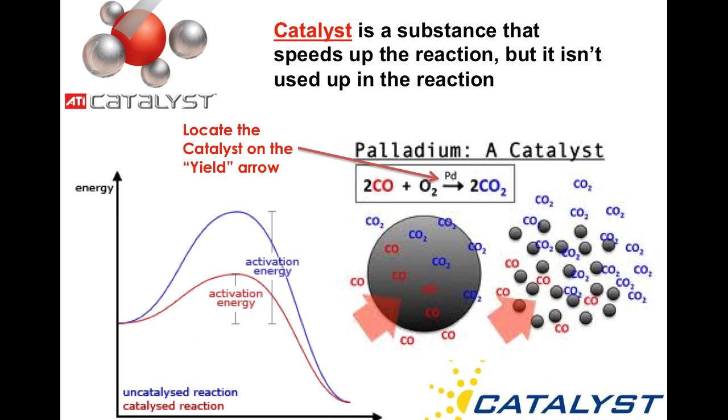Another thing that is important to understand is a catalyst. A catalyst is a substance that speeds up the reaction, but it isn't used up in the reaction. For example, in here we have carbon monoxide, and we are adding oxygen in the presence of palladium, which is the catalyst, to produce carbon dioxide.